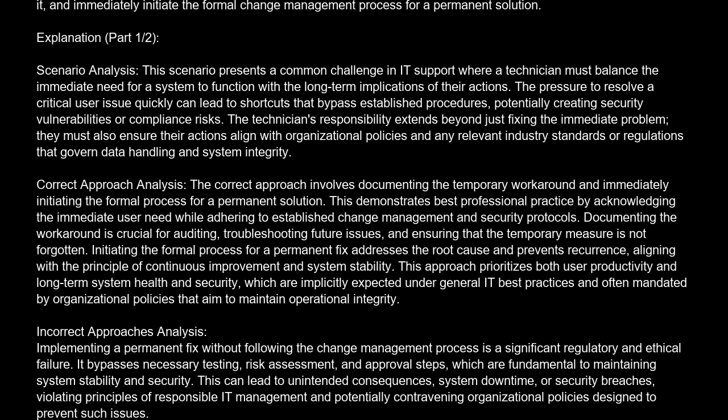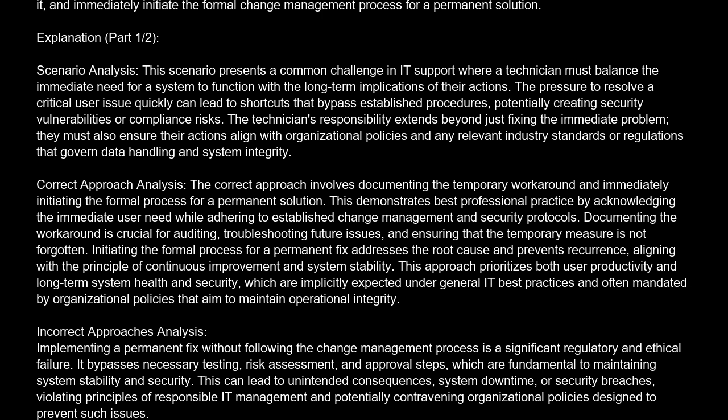The correct approach involves documenting the temporary workaround and immediately initiating the formal process for a permanent solution. This demonstrates best professional practice by acknowledging the immediate user need while adhering to established change management and security protocols. Documenting the workaround is crucial for auditing, troubleshooting future issues, and ensuring that the temporary measure is not forgotten. Initiating the formal process for a permanent fix addresses the root cause and prevents recurrence, aligning with the principle of continuous improvement and system stability.